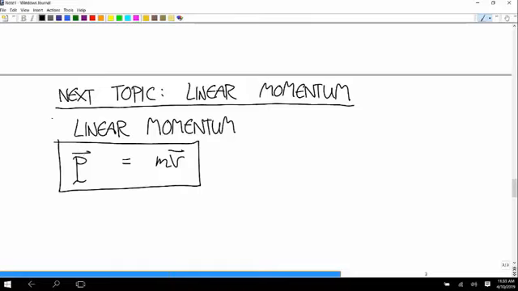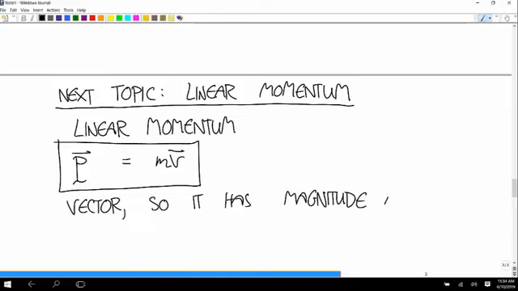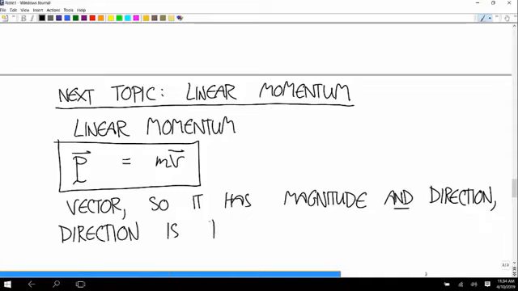So the linear momentum is the mass of an object times its velocity vector. And so it's a vector. So it has a magnitude and a direction, and the direction is the direction of the velocity vector. So the direction is where the object is moving, the direction the object's moving.